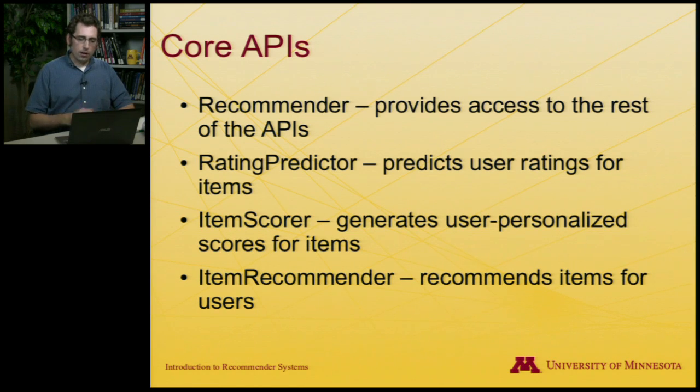The ItemScorer is a lot like the rating predictor. It generates a user-personalized score for an item. A lot of times this will be a predicted rating, but it might be something else, such as just a similarity score or a relevance score of the item for the user's preferences and profile. And then finally, the ItemRecommender recommends items for users. You give it a user ID and the number of items you want recommended, and it will give you a list of recommendations for that user.